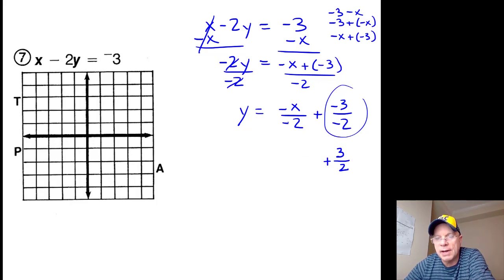And here we have a negative divided by negative is positive, so this is the same as x over 2, which is just 1/2 x. So 1/2 x plus 3 halves.